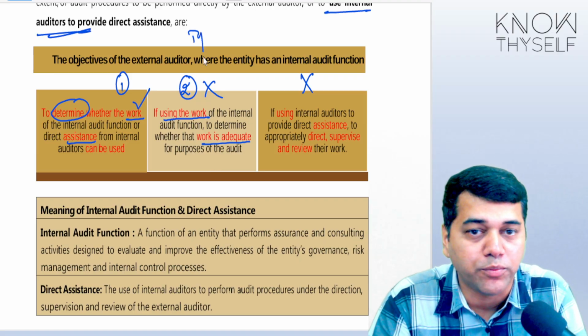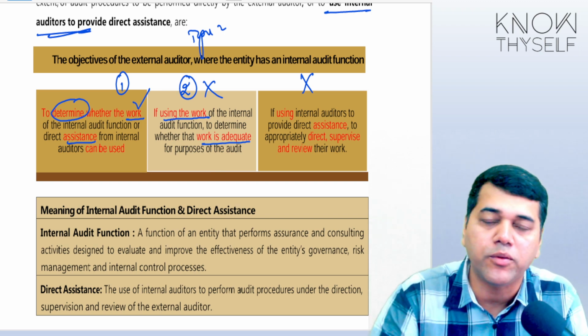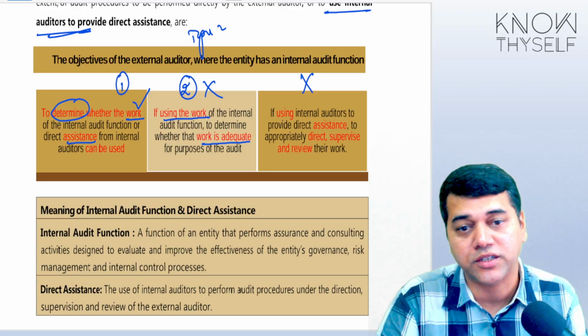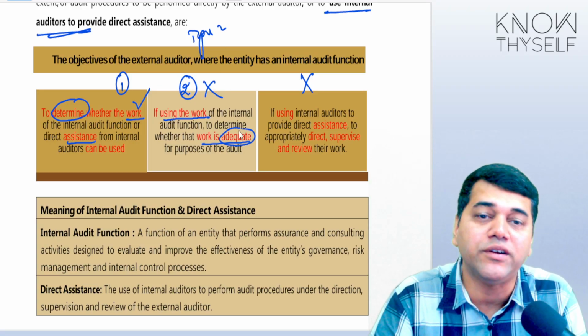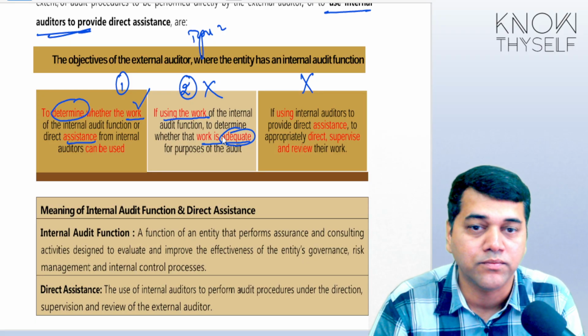Like, type 2 report. It's not mandatory that you have to use a type 2 report. You can go and visit also. You can perform your procedures. But if you are going to use a type 2 report of a service auditor, you have to check whether that is adequate for your purpose. And all the factors we discussed in SA 402.